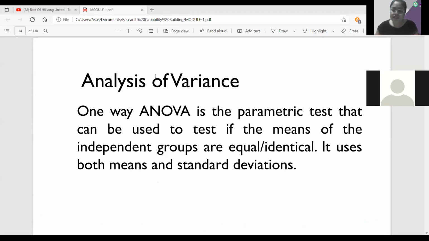So pag-aaralan natin yan next meeting since it's already 6:56. So maraming groups ito ha. For example, meron kayong experimental, positive control, negative control, doon napapasok si ANOVA. Hindi na pwede si t-test doon. So, i-continue natin yan next meeting.